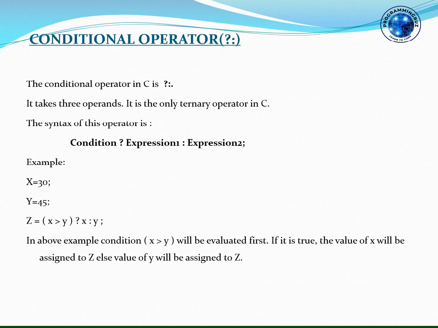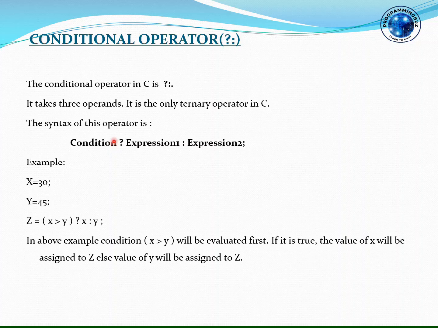So let us see the next operator, which is the conditional operator, and this is the symbol for conditional operator, which is question mark colon, and this is the only ternary operator in the C language. That means it requires 3 operands. And the syntax of this operator is like this.